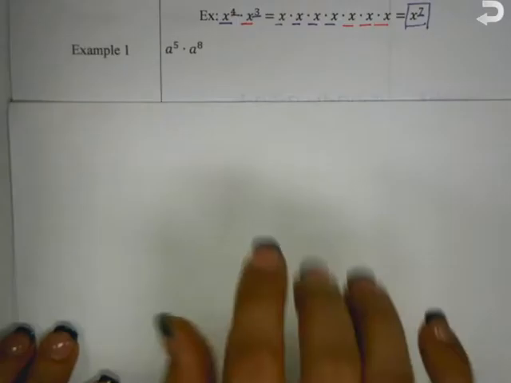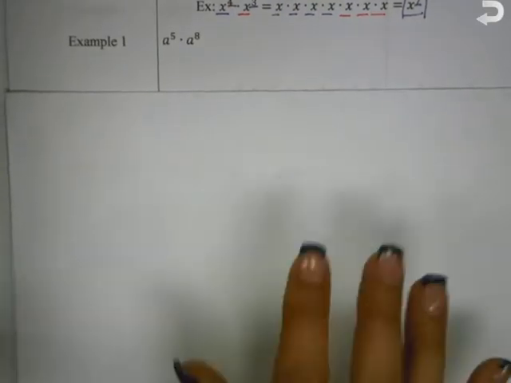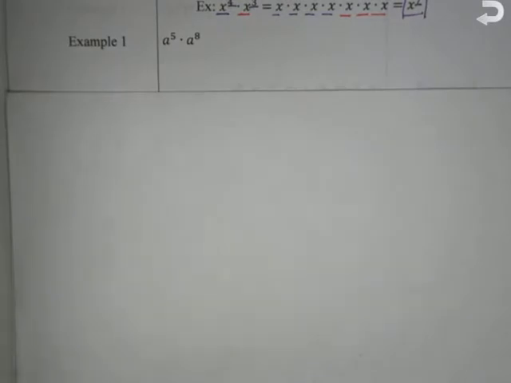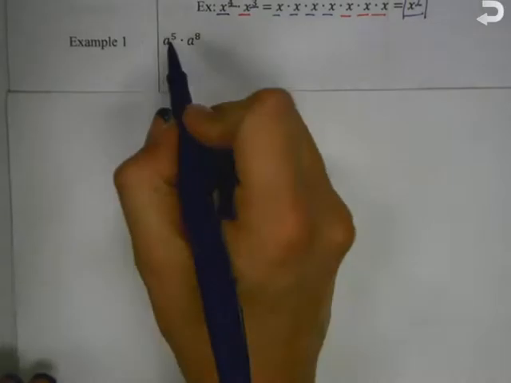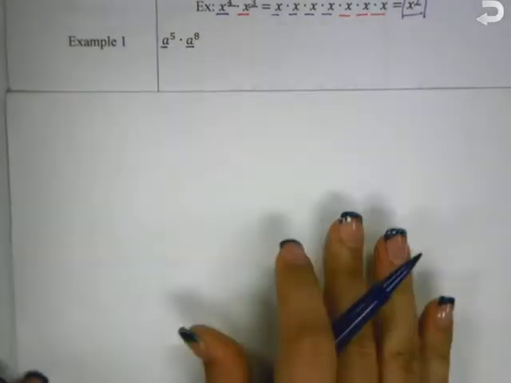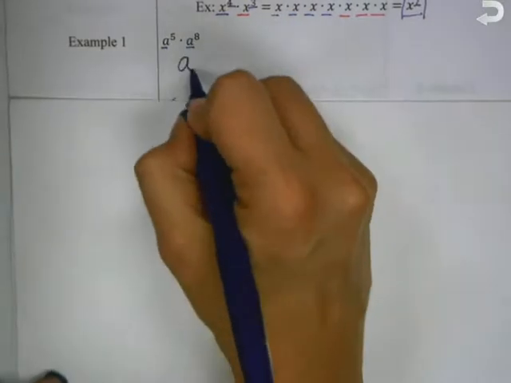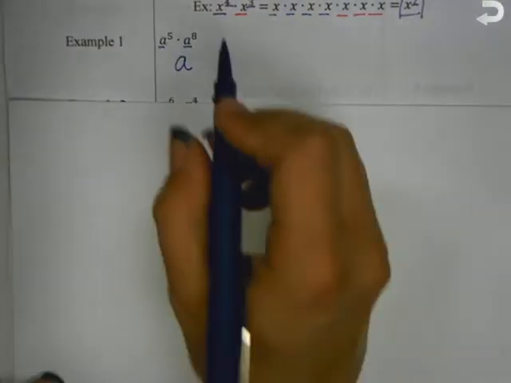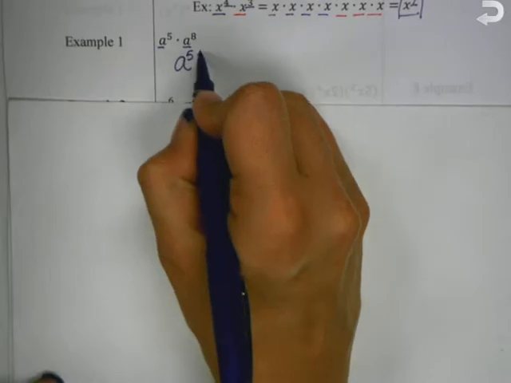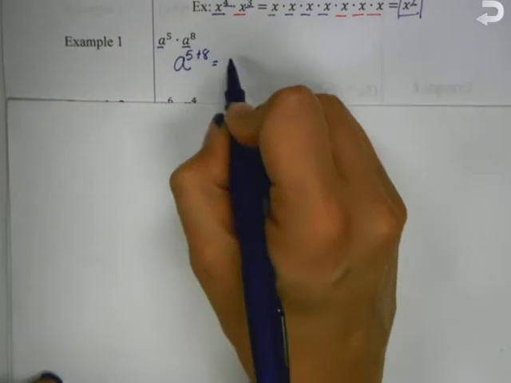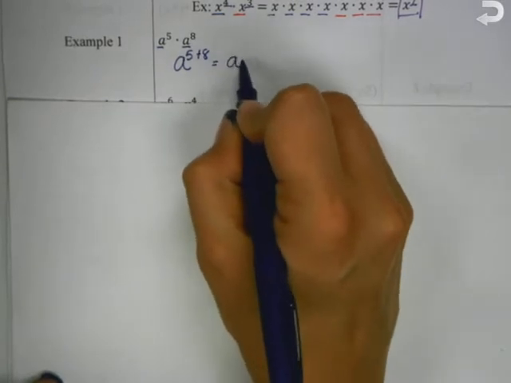Okay, so A to the 5th times A to the 8th. Are the bases the same? Yes, so I get to keep my base, A, to the 5 plus 8. And what is 5 plus 8? 13. Good. So this would be A to the 13th. So that's how you would show your work.